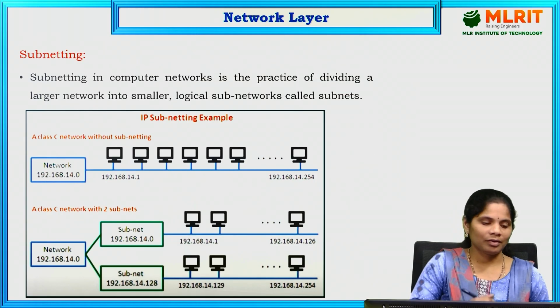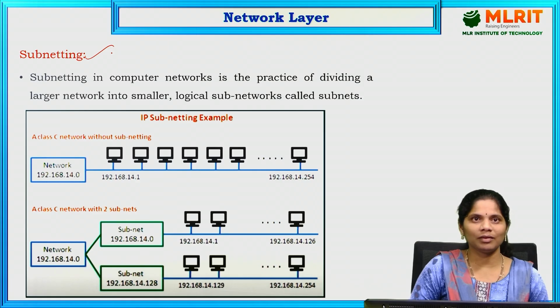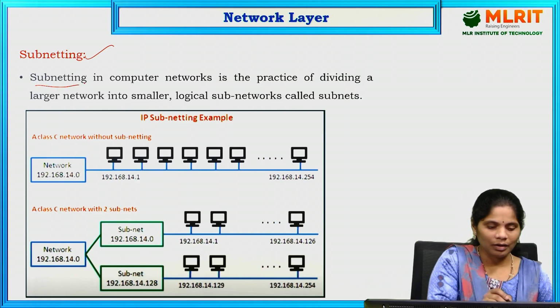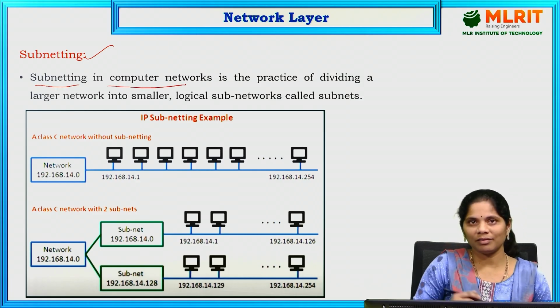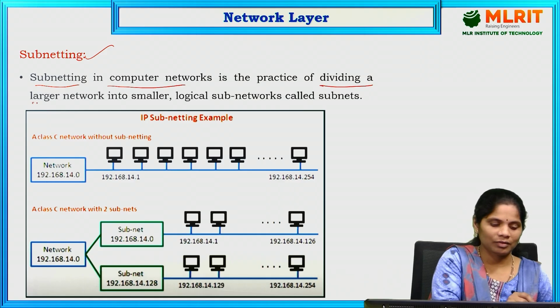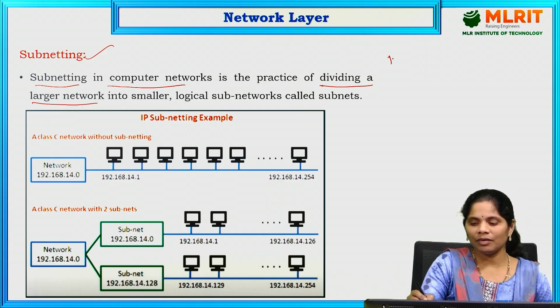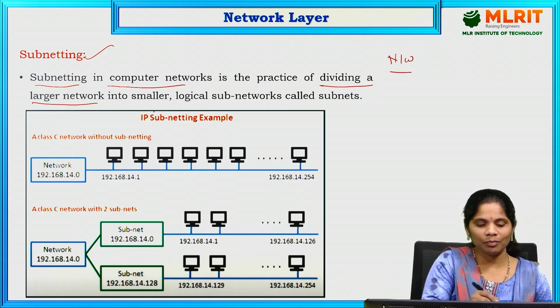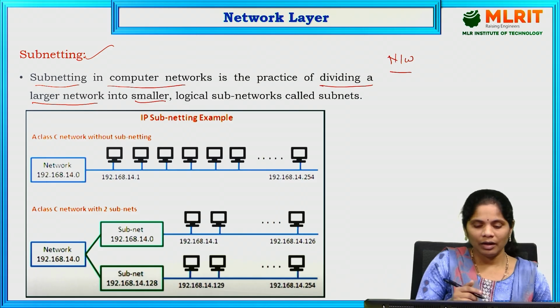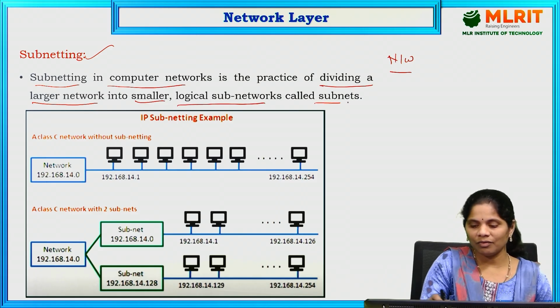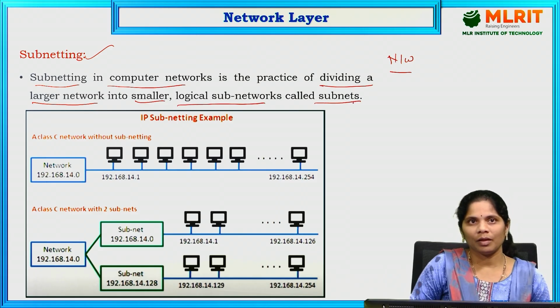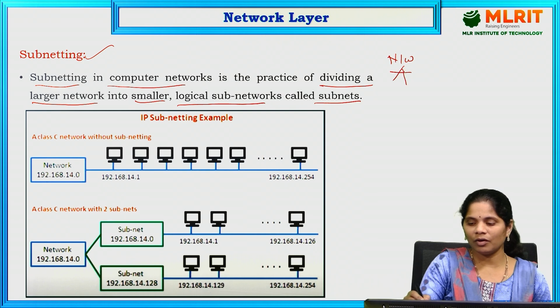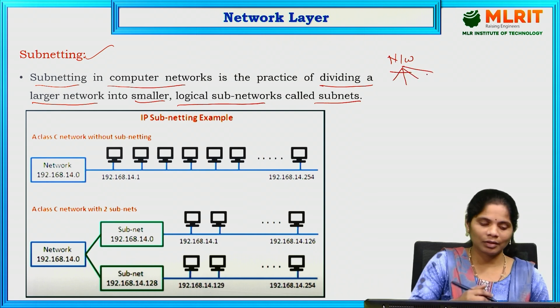This IP address, next one is the subnetting. What is subnetting? Subnetting is nothing but, in the computer network, this subnetting is talking about dividing a large network. Whatever network is there, we have to divide that network into the smaller one. That is a subnet. It is a logical subnetwork. That is why it is called a subnet. Means whatever network is there, we have to divide into the small network. That is nothing but subnetwork.